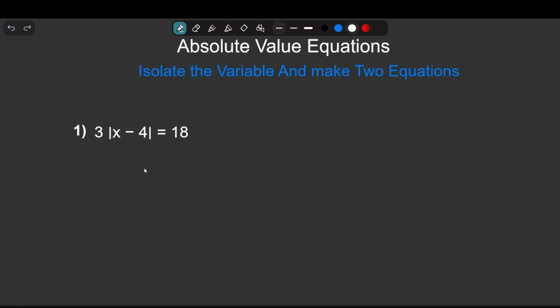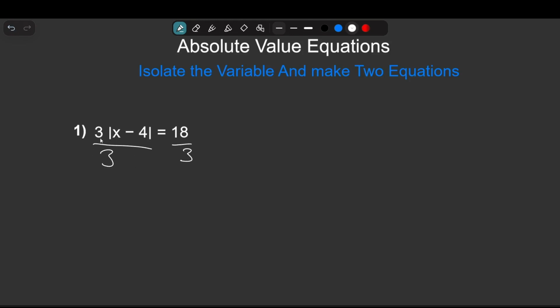To isolate this, we're going to use the exact same method we use with normal equations. So we're going to use the inverse or opposite operation. In this case, as you can see, we are working with multiplication. The inverse or the opposite of multiplication is division. So we're going to divide both sides by 3. So let's start by doing this. Divide by 3 on both sides, and we can go further from here.